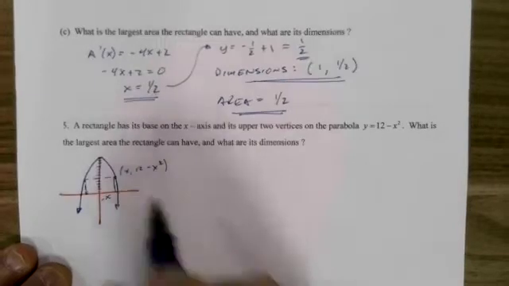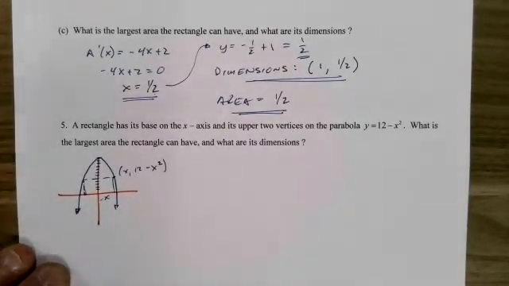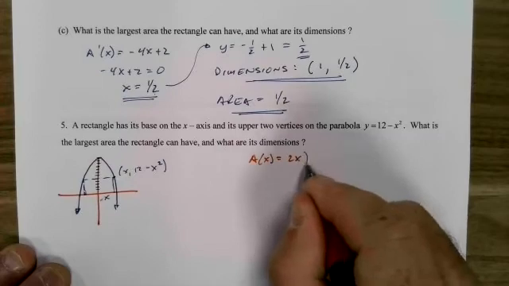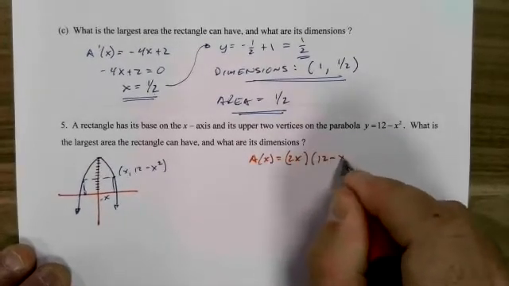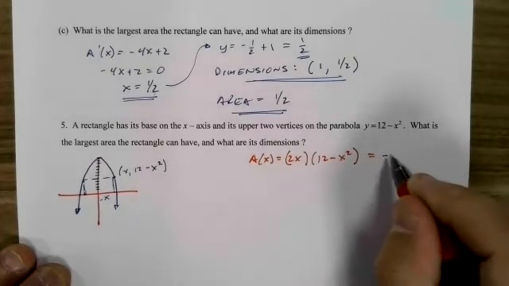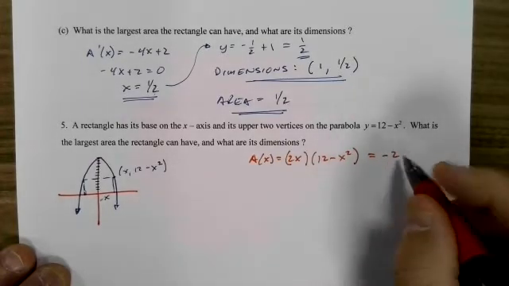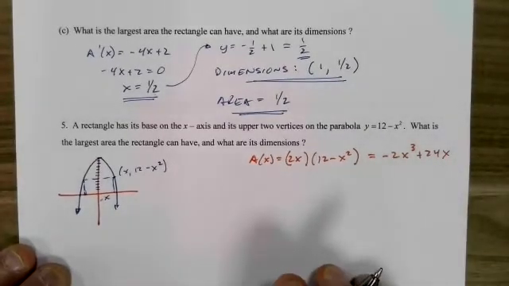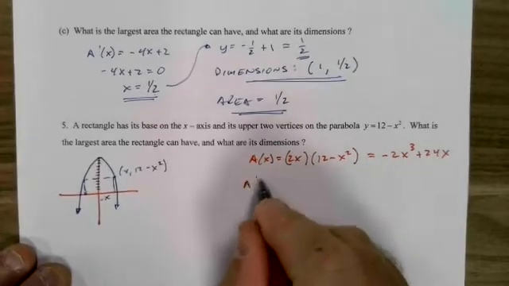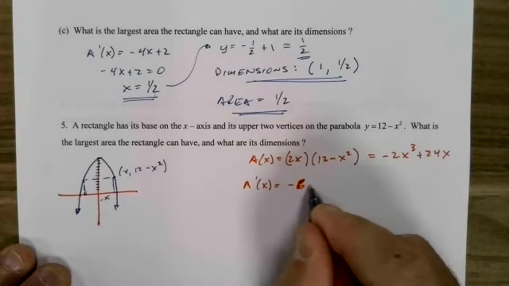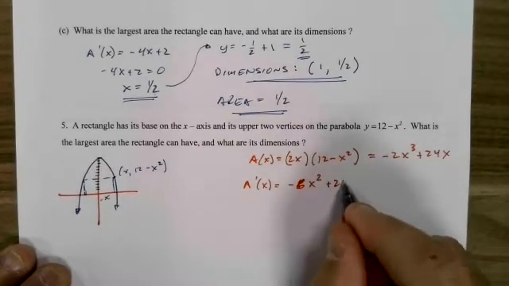Okay. What's the largest area the rectangle can have? What are its dimensions? This feels familiar. Area of x equals 2x times 12 minus x squared, equals negative 2x to the third plus 24x. A prime of x equals negative 6x squared plus 24.